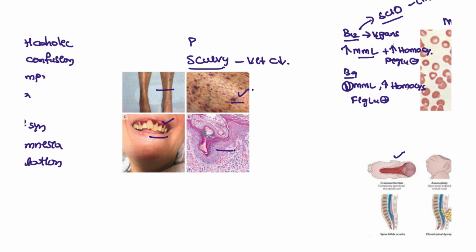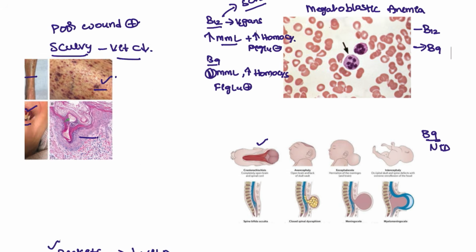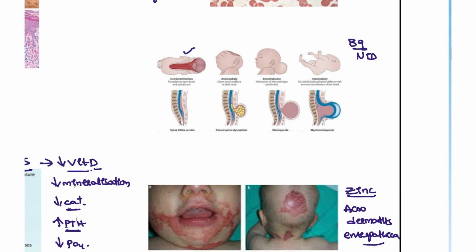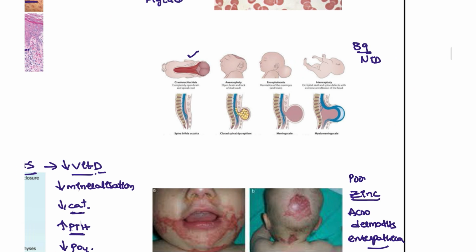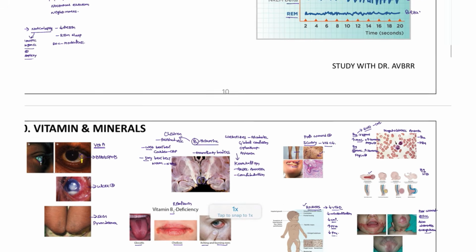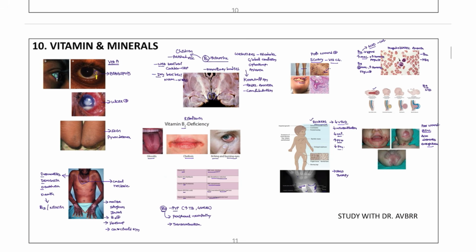Poor wound healing. Question that is asked: poor wound healing. Antioxidant vitamin deficiency, you will be having this condition. Same as zinc. Zinc is also associated with poor wound healing in the patients. Poor wound healing will be seen. So these are the basic vitamin deficiencies that you have to remember for the exam.